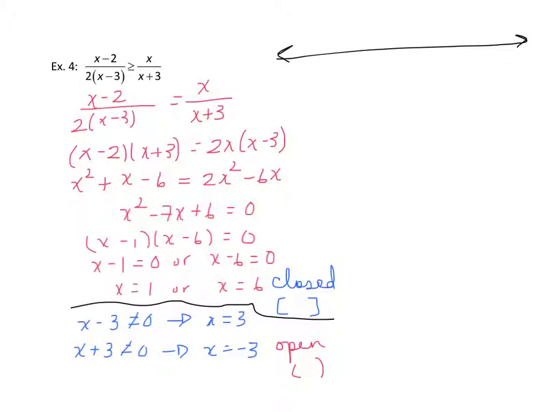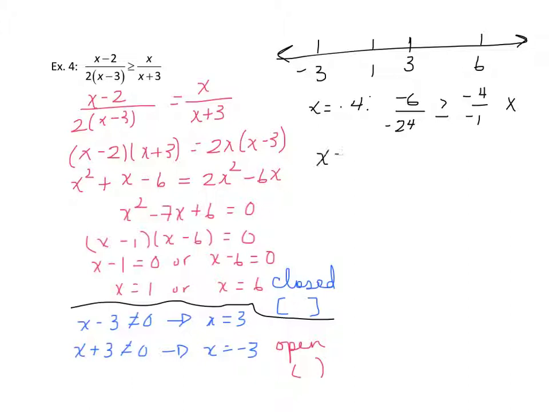Alright, so here's our number line, and we need to include the numbers negative 3, 1, 3, and 6. And we need test points in each section. I'm going to go with negative 4 first. This gives us a statement of negative 6 over negative 24 is greater than or equal to negative 4 over negative 1. And 1/4 is not bigger than 4, and so I will have no shading in the area below negative 3.